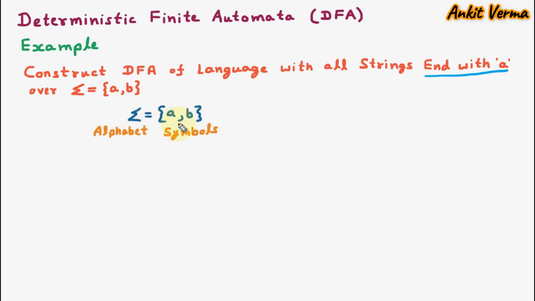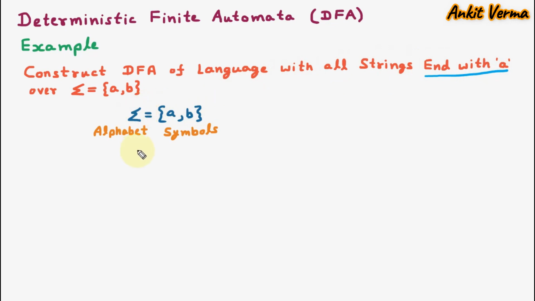Alphabet is the set of symbols. Here we have given sigma equal to A comma B. The meaning is that we have been given two symbols A comma B, and from those we have to create the language. So all the possible strings which can be created using the symbols A comma B we will take, and they should end with A. So we are going to generate the language.